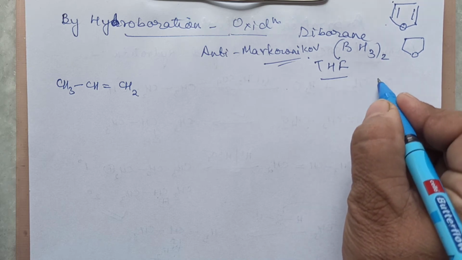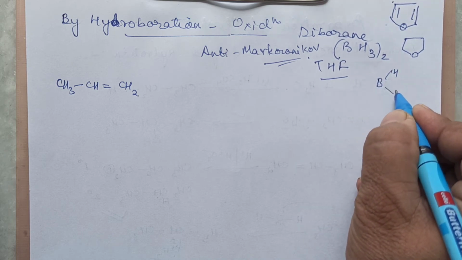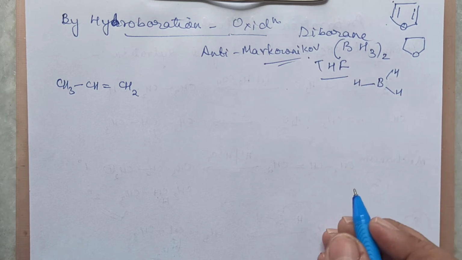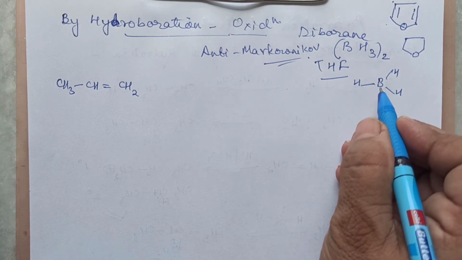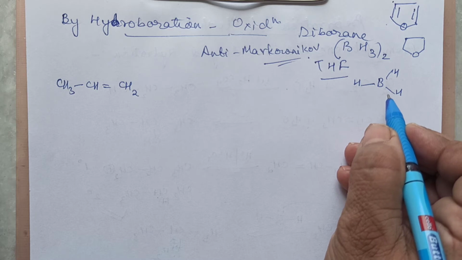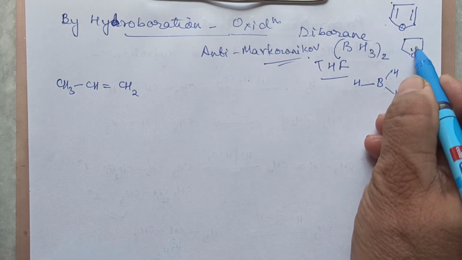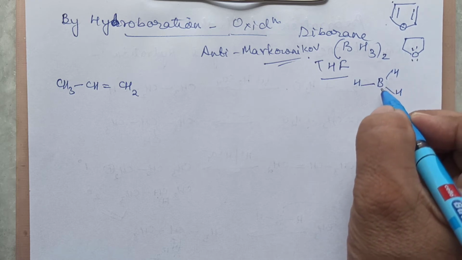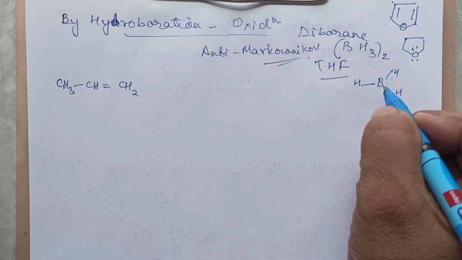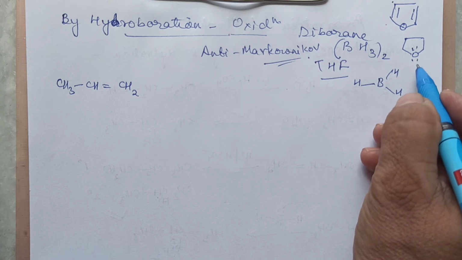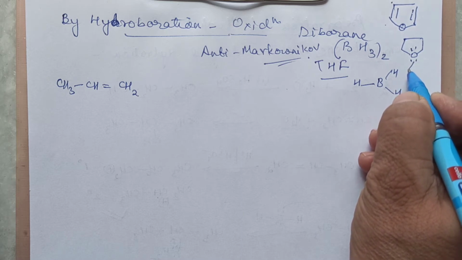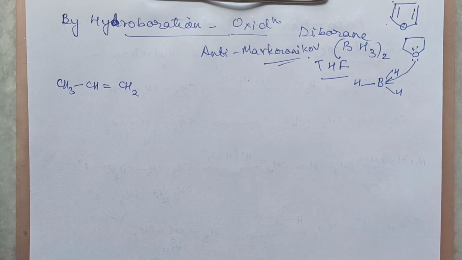Now what is the use of this tetrahydrofuran? We know this BH3, if we draw the structure, children, it is like this. It's an electron deficient compound, boron hydride. So two BH3s combine and form B2H6. So this is electron deficient. So it will try to take the lone pair from this. Because it is unstable, it is electron deficient, it will try to take an electron pair. So this forms a dative bond with BH3 and makes it stable. So to stabilize that BH3 we use tetrahydrofuran.